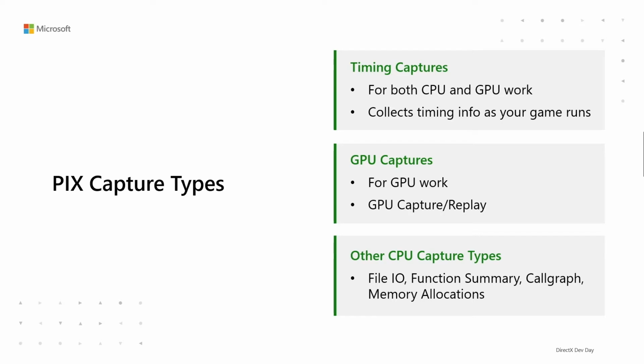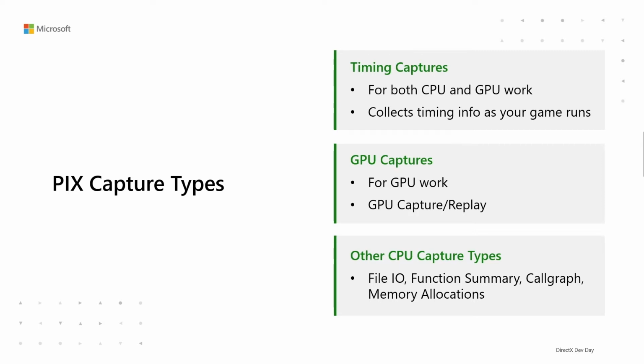GPU captures, meanwhile, they're our heavyweight capture type. They inject themselves into your game, and they intercept all of your game's GPU work. When you trigger a capture, typically of a frame or so, we serialize that GPU work from that frame into a capture file. And when you open the capture file for analysis in PIX later on, PIX will repeatedly replay that GPU work over and over again, while you can analyze it using different tools available in PIX. I'll show you more about that later.